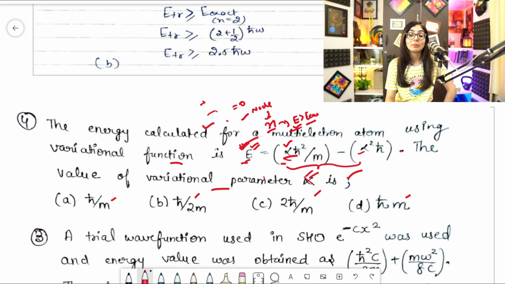A similar type of question came in the December 2019 exam. It was in terms of C, like here alpha is there and there I guess C was there, as far as I can remember. But definitely one such question was there in either December 2019 or June 2019. This question is very, very easy. Don't get scared that we don't know what a variational parameter or variational function is. You just have to do one thing.